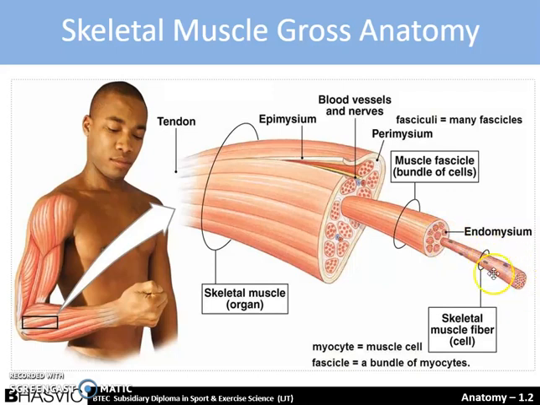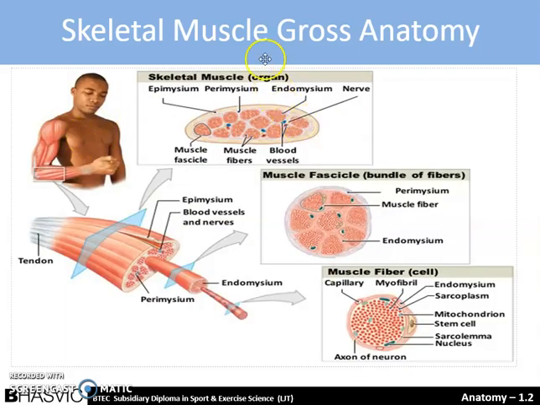This is the cellular structure. As you can see on this picture, you can see the nuclei right there. This is the actual single cellular skeletal muscle fiber cell. As you go all the way back, this is the whole skeletal muscle with these fascicles, these bundles of fascicles in the perimysium layer. And these endomysium are within this perimysium layer.